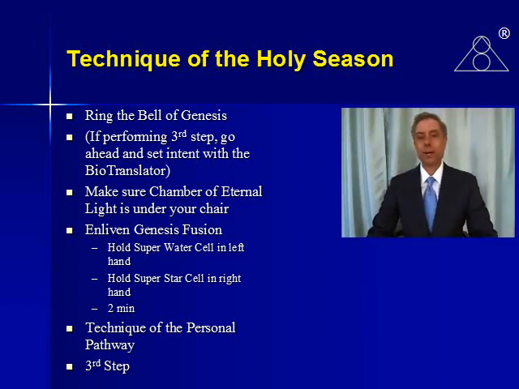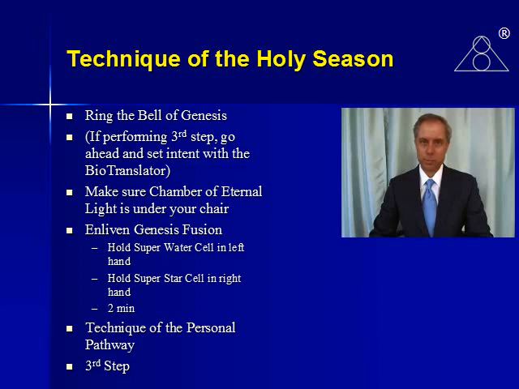Now, if you already know the third step of this technique, go ahead and do all the preliminary steps with the signal star. If you don't, then just do the first two steps that you were taught during the holy season. You will begin by making sure you've got your chamber of eternal light underneath the chair. Hold the super water cell in your left hand, the super star cell in your right hand, and you'll sit there quietly for 2 minutes.